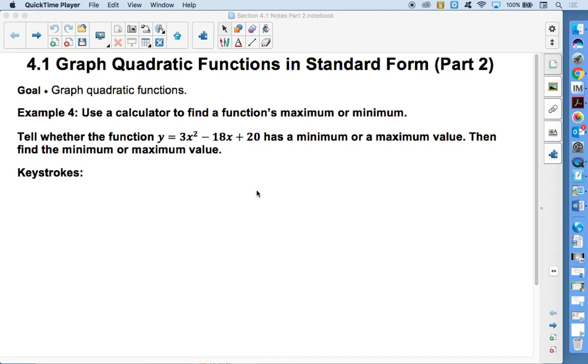Today we are going to continue discussing graphing, and we're going to use page 7 in your packet. This is the page that we skipped yesterday.